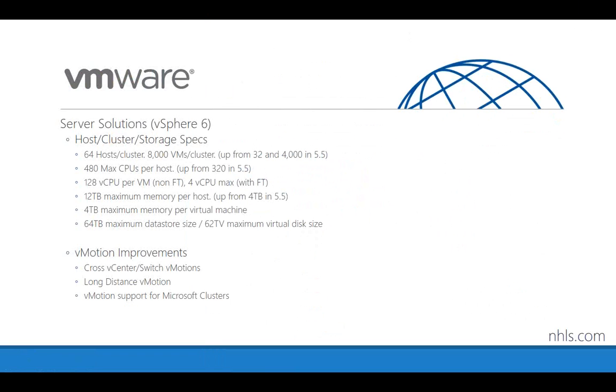They've doubled the numbers to 4,000. It's up from 32 and 4,000 in 5.5. There are 480 max CPUs per host, up from 320 in 5.5. 128 vCPUs per VM. Now these are VM limitations, so 128 vCPUs per VM. They do have a really cool feature called fault tolerance. We'll talk a bit more about it on the next slide. That's unique to VMware. What that does is it allows you to keep a VM up and running 24/7, no downtime.